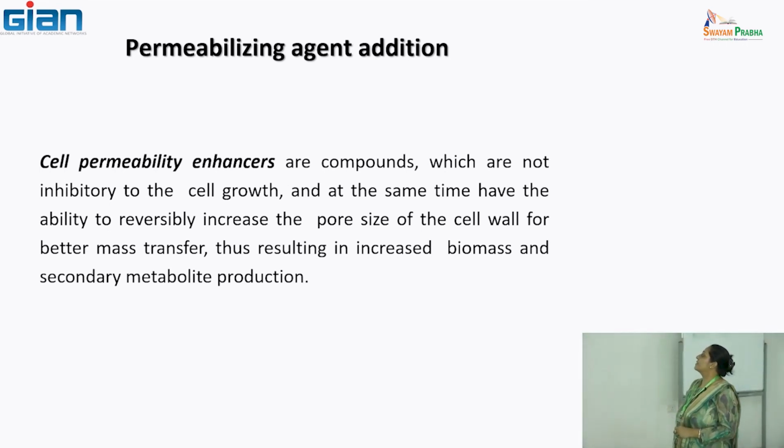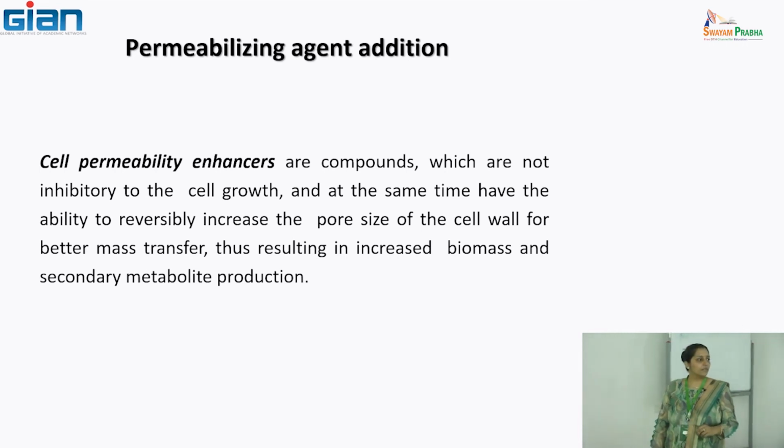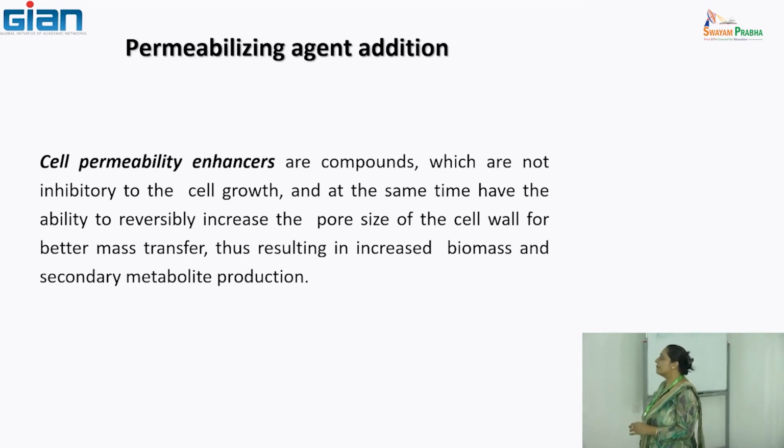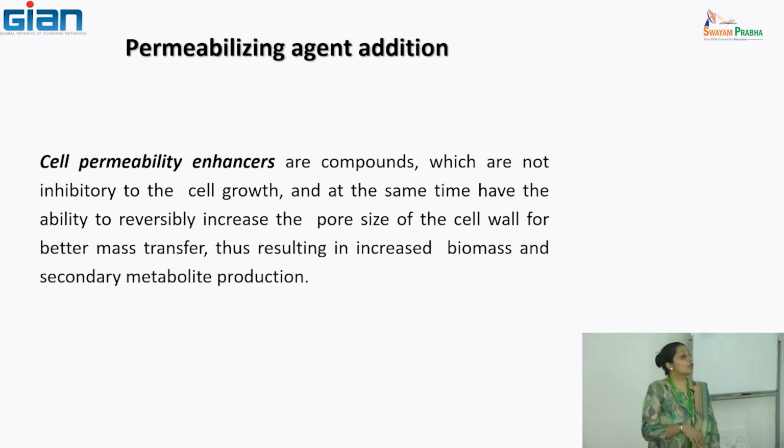So, cell permeability enhancers are compounds which are not inhibitory to cell growth when added, and at the same time have the ability to reversibly increase the pore size of the cell wall for better mass transfer. So, what all things can happen as a result of it? If there can be transient pores created, there can be better mass transfer of not only the product coming out, but also of the nutrients to and fro. So you may observe that to some extent, this will be helpful in the product leaching out of the cell and increasing better mass transfer in the cellular system.